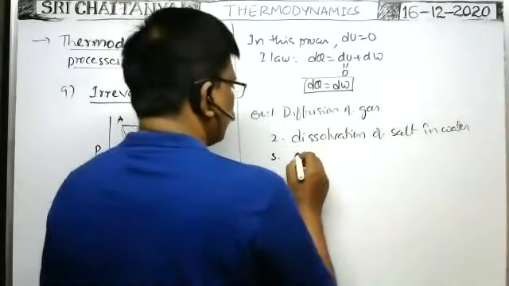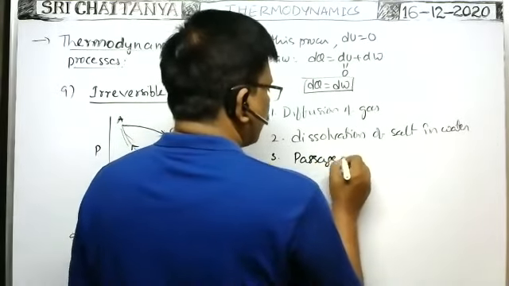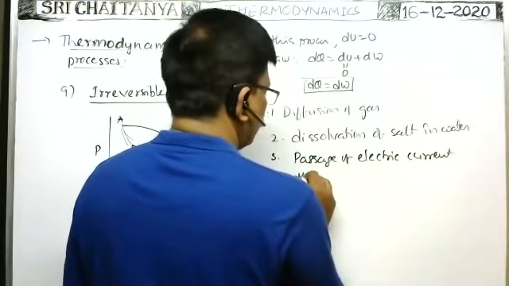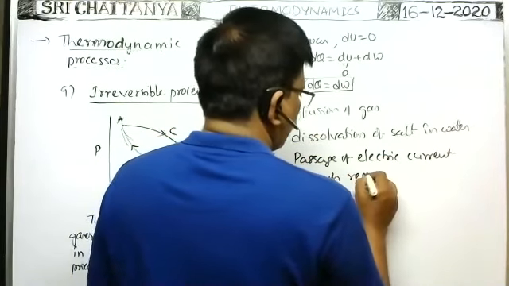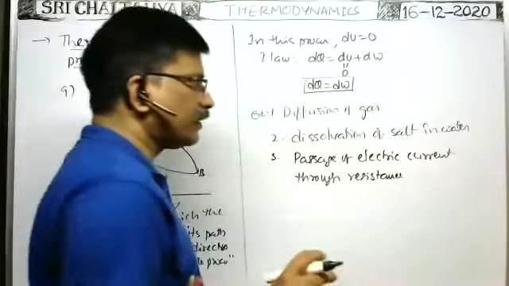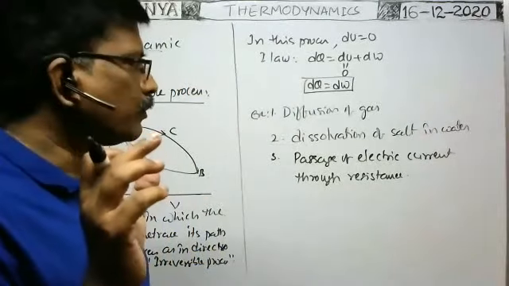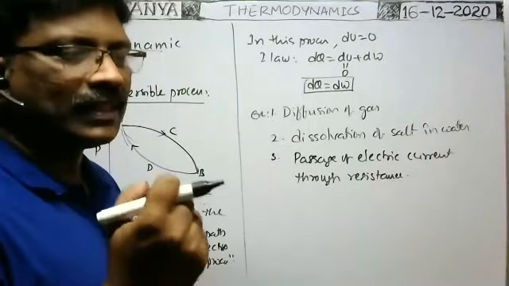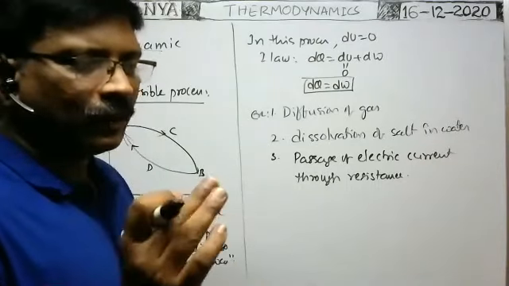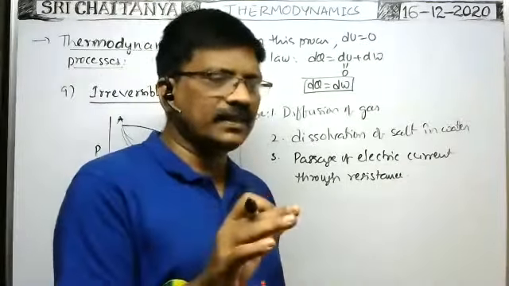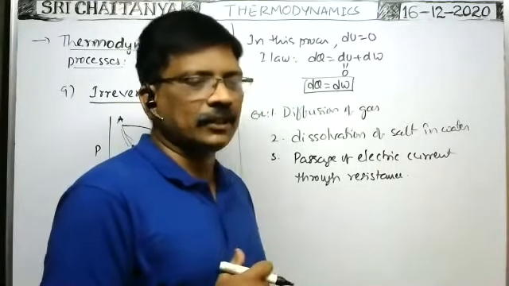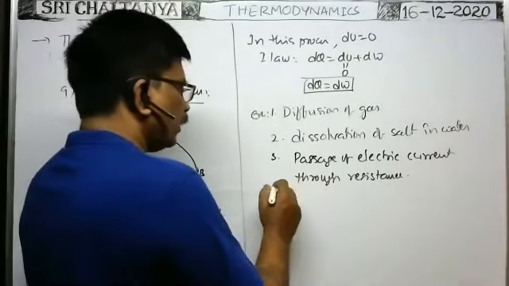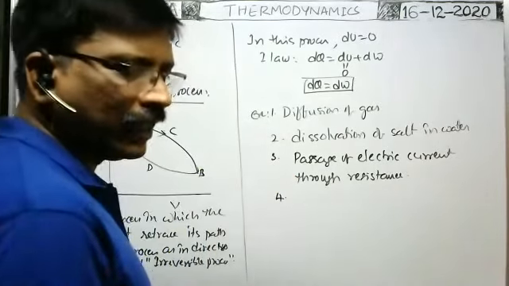Passage of electric current through resistance. Passage of electric current through resistance means, suppose the electric current is made to pass through the filament of the bulb, heat energy is produced. That is, because of the electric current, heat energy is produced. When you supply the same heat energy, we cannot produce that amount of electric current in the circuit. That's why it is also an irreversible process.